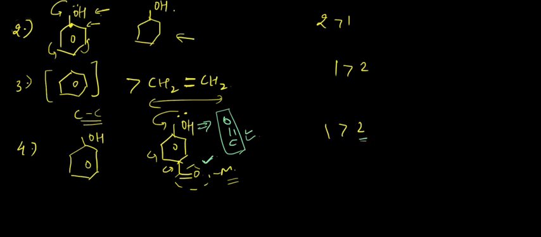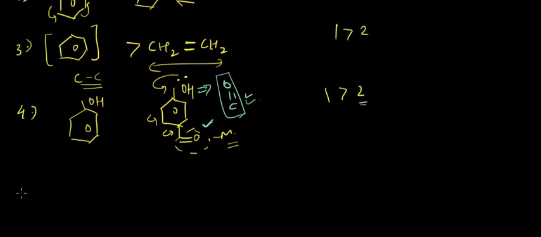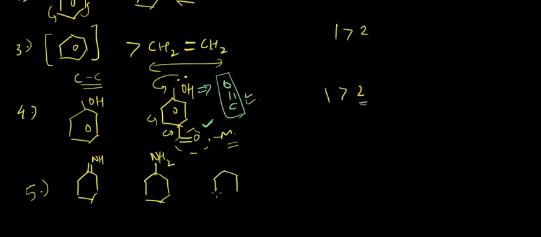Okay, let's take this example. We have this, a simple secondary amine and then an aniline. So obviously this has a double bond character because of its plus M towards the benzene ring. Hence as the double bond character increases, the bond length would be the least.